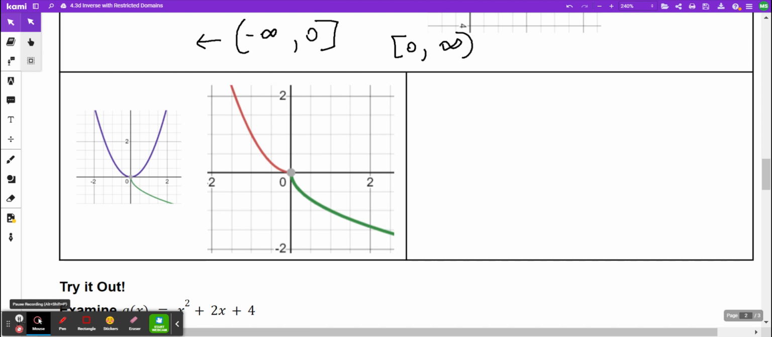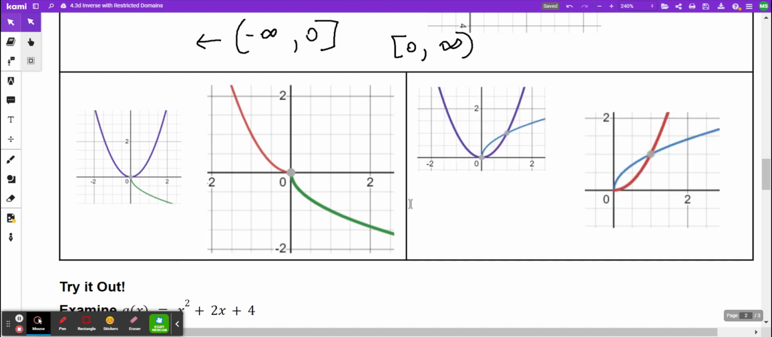Now, let me show you the other one. So if I was to restrict the domain of the original to being 0 or more to infinity, we would get this blue y is equal to the square root of positive x right here.